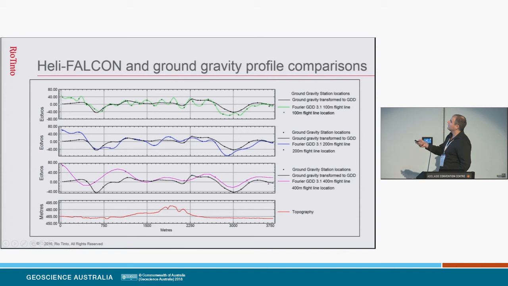So up the top, in the black profiles all the way through is ground gravity that's been upward continued and transformed into GDD. And the green profile is the original 100-metre line space. The blue is the 200, and the magenta is the 400. And each of the dots on the black profile, they're the gravity stations, and along the other profiles, the AGG profiles, that's where the flight lines basically go into the page.